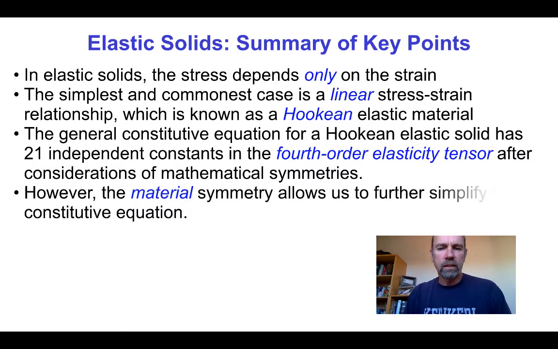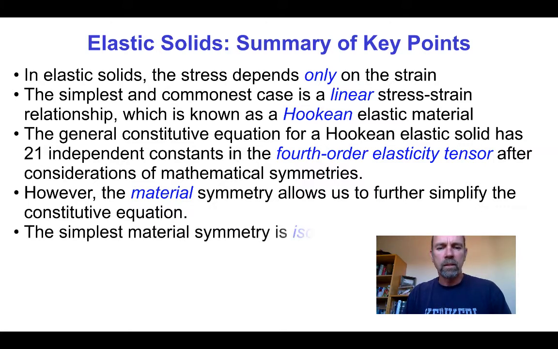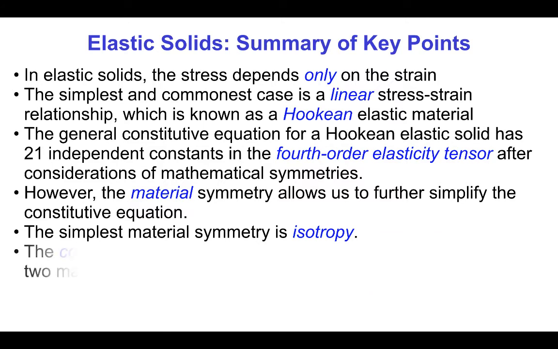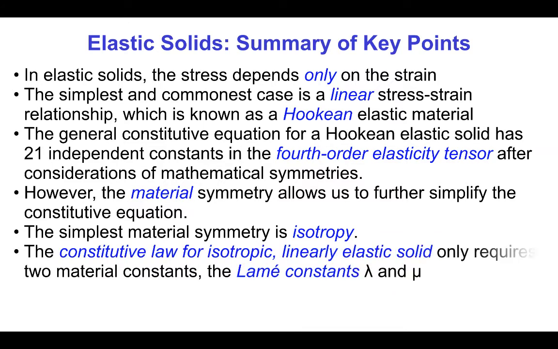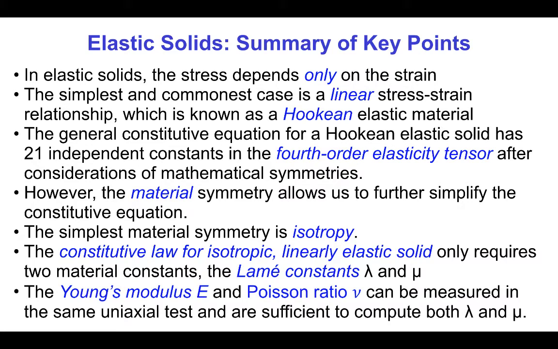However, the material symmetry of the material allows us to further simplify the constitutive equation. And the simplest material symmetry of all is isotropy. The constitutive law for isotropic linearly elastic solids only requires two material constants, the Lamé constants lambda and mu. And the Young's modulus E and Poisson ratio nu can be measured in the same uniaxial test and are sufficient to compute both lambda and mu for an isotropic linearly elastic solid.